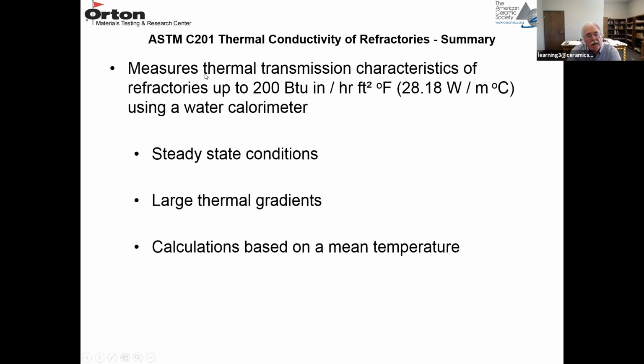So the water calorimeter measures thermal conductivity of refractory materials up to 200 in the English units, BTU inch per hour, foot squared degrees F, or in watts per meter degree C, about 28 watts per meter. The water calorimeter operates under steady state conditions, so the heat flow is constant across the sample. It sets up a large thermal gradient. You have a furnace on one side of the sample and a water-cooled calorimeter on the other side of the sample. And the calculations give you a thermal conductivity at a mean temperature. So it's the average of the hot and cold phase over this large thermal gradient.